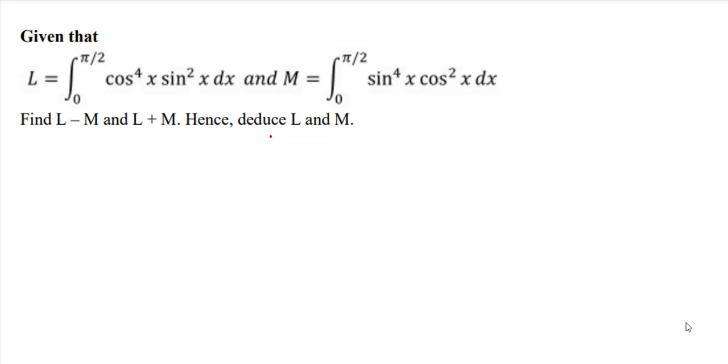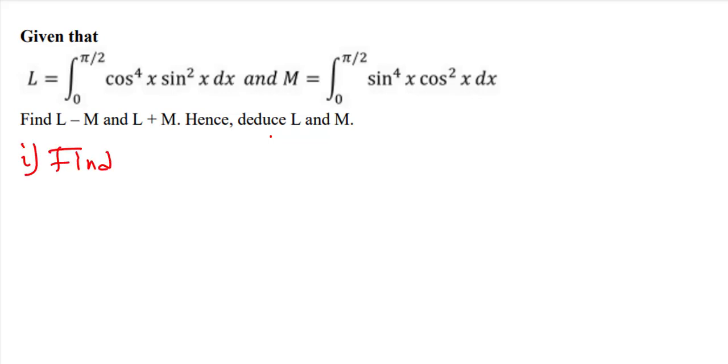So today we are going to solve a problem on calculus, that's on integration. The question is displayed on the screen. It says, given that L is equal to the integral from 0 to pi on 2 of cos to the 4x sine squared x dx, and M is equal to the integral from 0 to pi on 2 of sine to the power 4x cos squared x dx. Find L minus M and L plus M, hence deduce L and M. Okay, so let's get started.